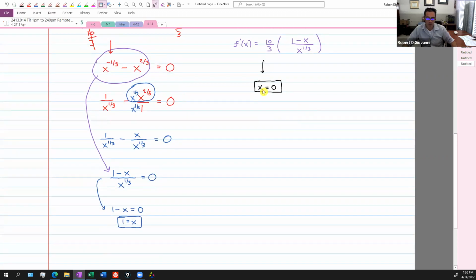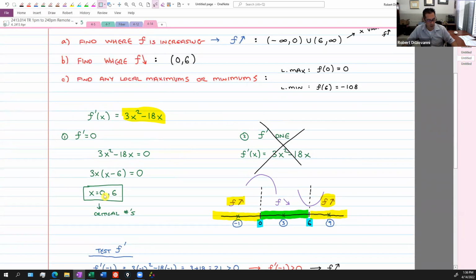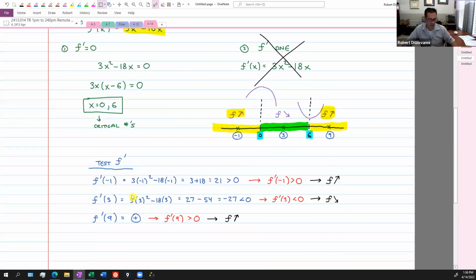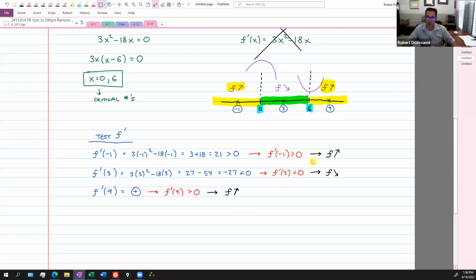So I have two critical numbers, 0 and 1. What do I do with those now? What did we do before? We found our critical numbers, right? 0 and 6. We put them on a number line. That broke our number line into regions. We pick test points. Those test points go into the derivative. That tells us where we're going up and down. And then anywhere we go up then down or down then up, that's going to reveal the local max and mins to us.